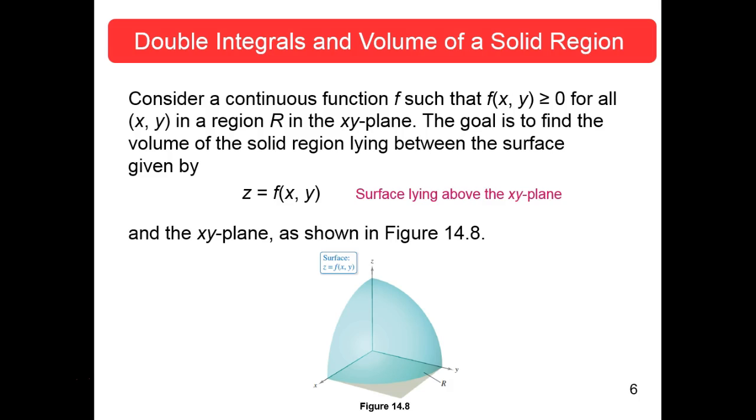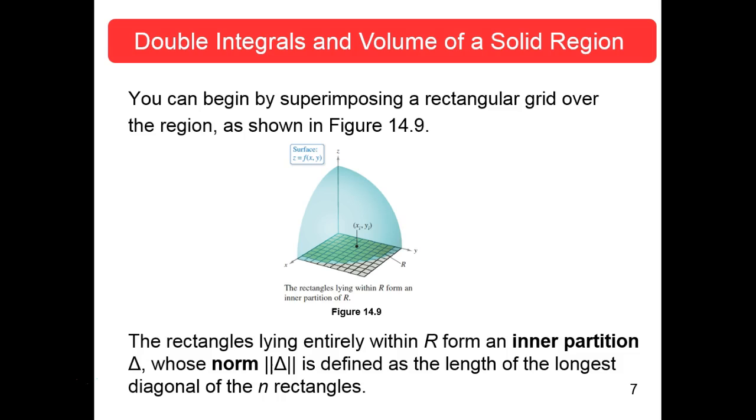They have an R here, which I think is referring to the part in here, not the part here, because this is outside of that region. It looks like anyway. We'll have to get a better reading on it. You can begin by superimposing a rectangular grid over the region, as shown here. That's why they drew the outer rectangle here to set up the grid. The rectangles lying entirely within R form an inner partition, delta.